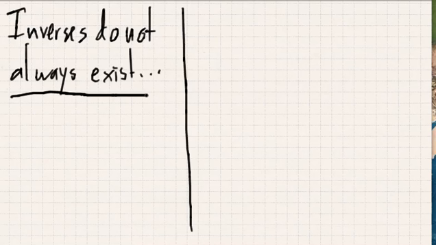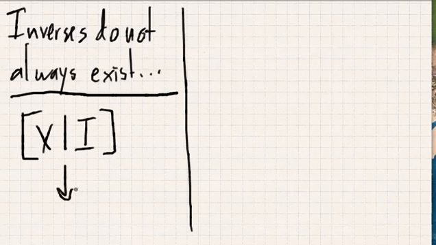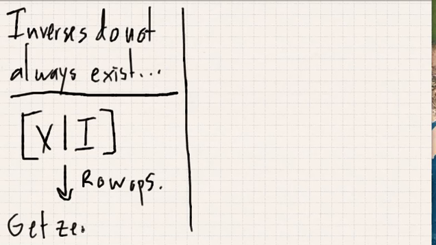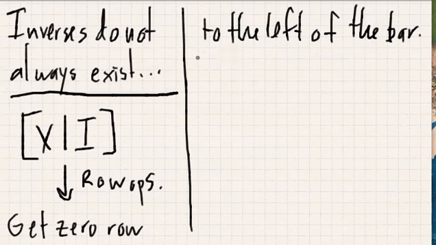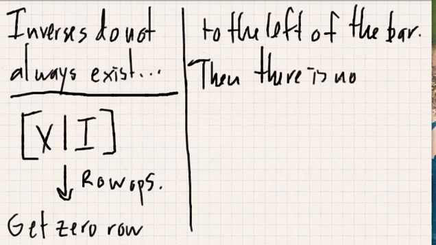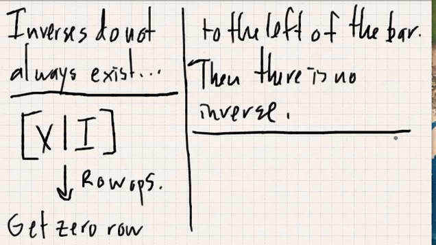Well, suppose that I start off with an augmented matrix like this, and let's suppose that my row operations give me a 0 row to the left of the bar in the middle. Then there is no inverse. So let's just do a quick example of this.